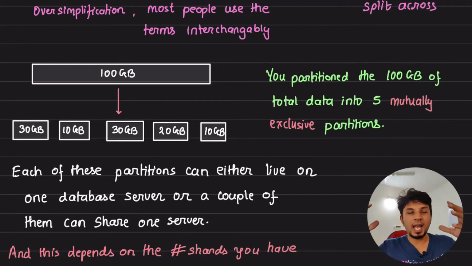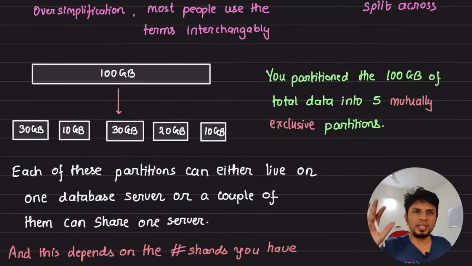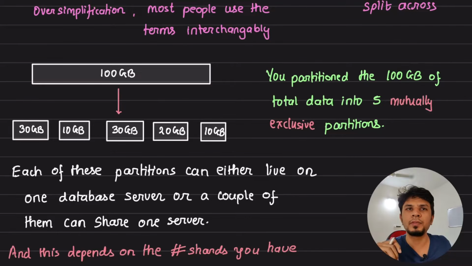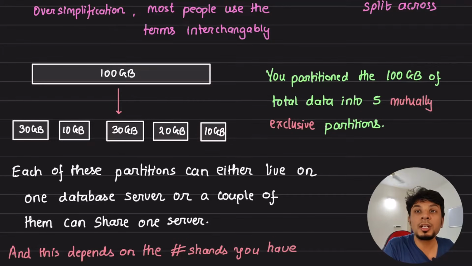Let's say I have 100 GB worth of data, right? And now I know that my one node, for some reason, cannot handle 100 GB of data. So what do you do? You partition the data with any of the partitioning strategies. We will take a look at it in some future video. But let's say you split this 100 GB data into 5 smaller chunks: 30 GB, 10 GB, 30 GB, 20 GB, 10 GB, right?